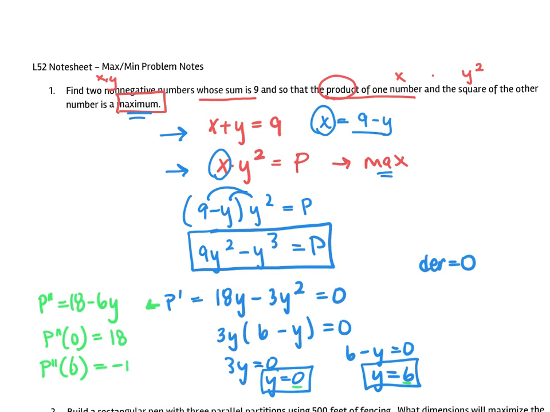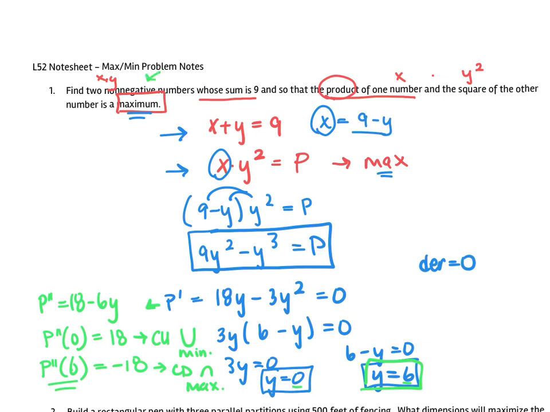Which is going to give me a negative 18. Now remember, the second derivative tells us concavity. It tells us if it's concave up or concave down. If something is positive, it is concave up, and when something is concave up, it has a minimum. So we're not looking for that one. If it is negative, it's concave down, and that one has a maximum. So our answer is going to be when y is equal to 6. So now we know that our y value, or one of our numbers, is going to be 6.